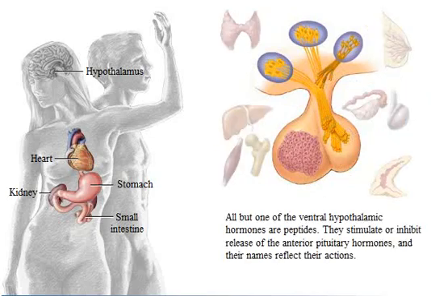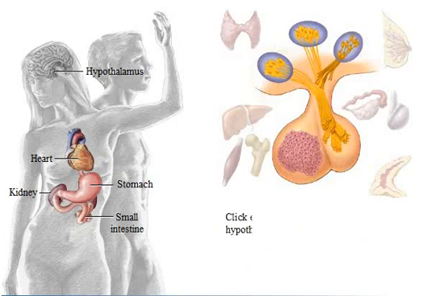All but one of the ventral hypothalamic hormones are peptides. They stimulate or inhibit release of the anterior pituitary hormones, and their names reflect their actions. Click each image as it flashes to review a ventral hypothalamic hormone.